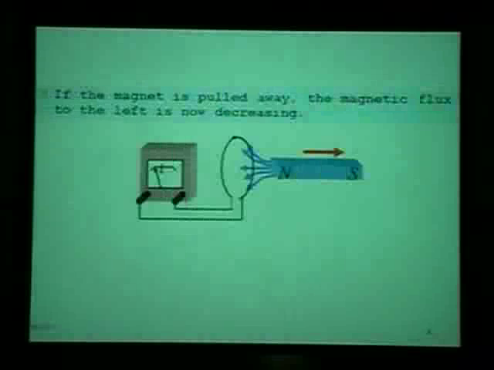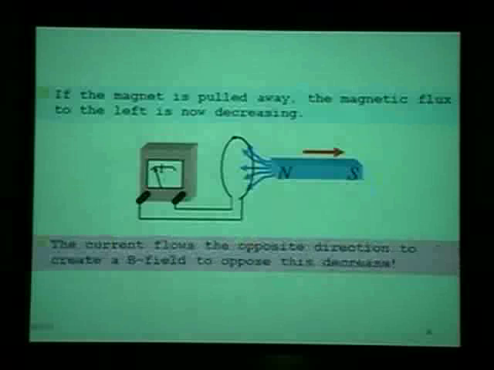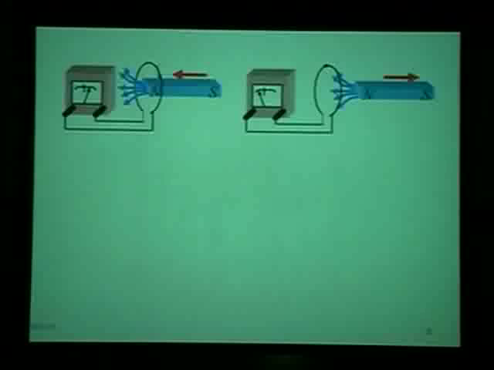So, if we pull the magnet away, we're actually decreasing the flux in the direction to the left. Well, nature already got used to it the way it was, so it creates its own flux in that direction to try to mitigate the change, try to keep things the way they were. So it starts creating a flux in the direction that the magnetic field is going, and hence that requires a current by the right-hand rule that would be going around like this, and that causes the opposite deflection on the meter. So one way causes deflection, the other way causes a deflection in the opposite direction.